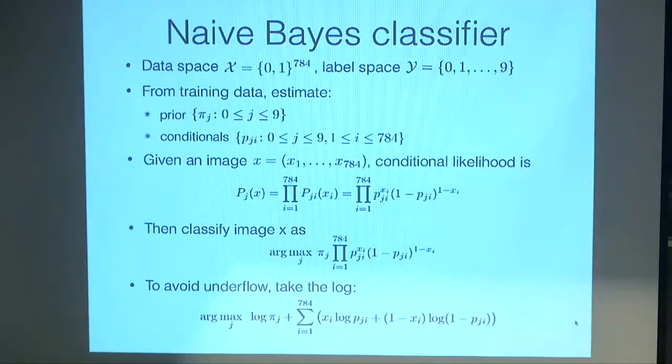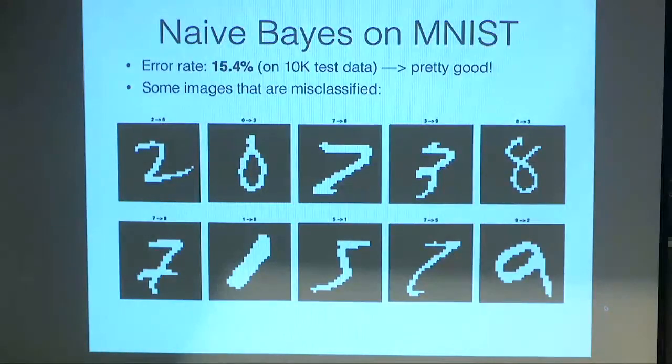So how well does it work? When we implemented it on the MNIST dataset, we got a 15.4% error rate on 10,000 test examples. So is that good? Well, remember that there are 10 possible classes. So if you're just guessing by chance, then you can expect to get about a 90% error rate, right? So 15% is actually much better compared to your chance level.